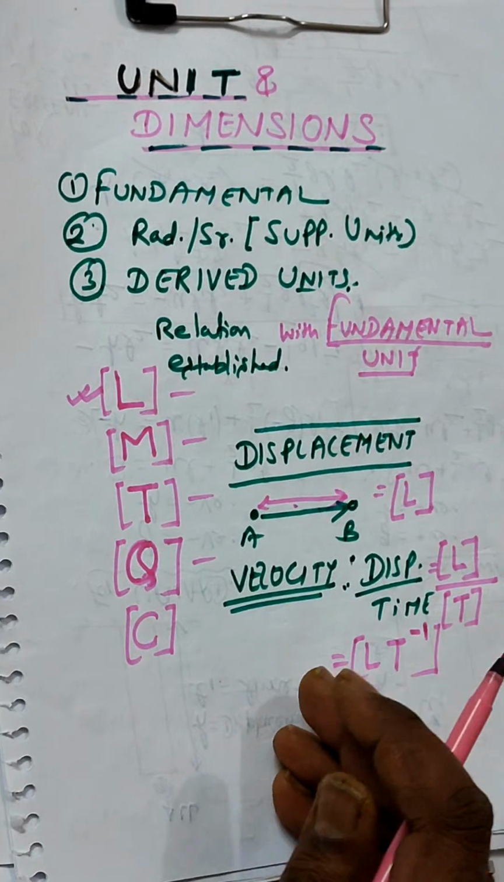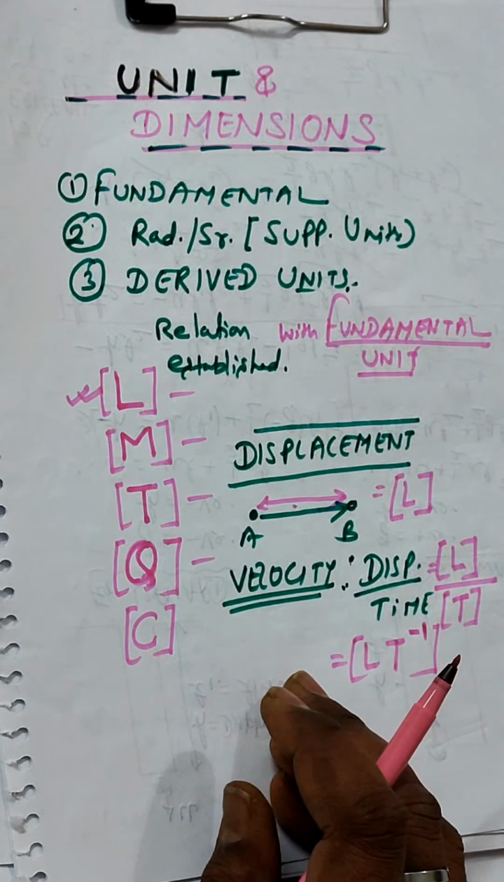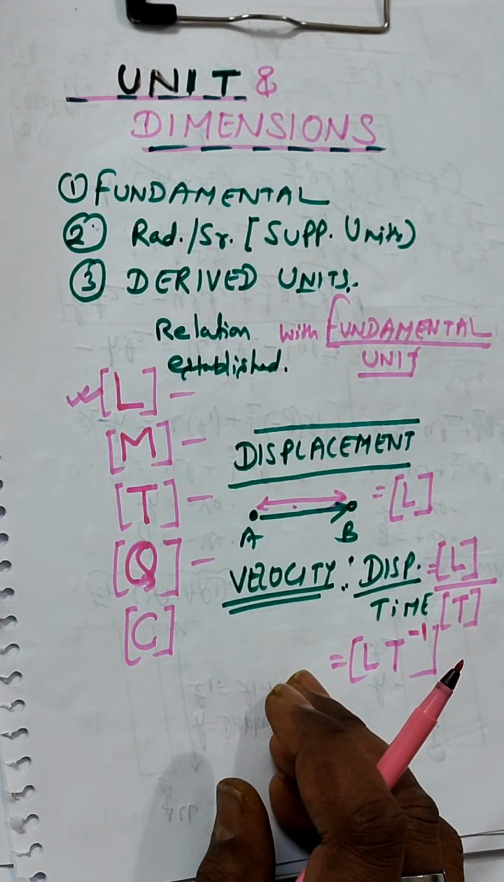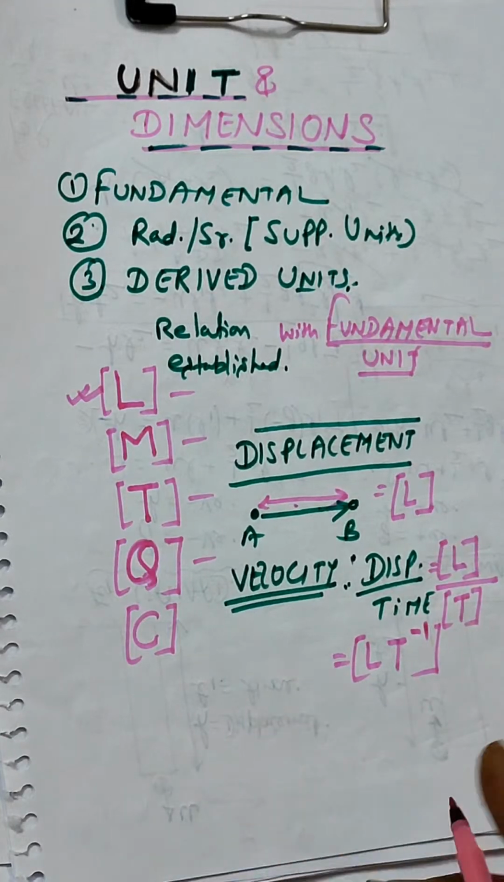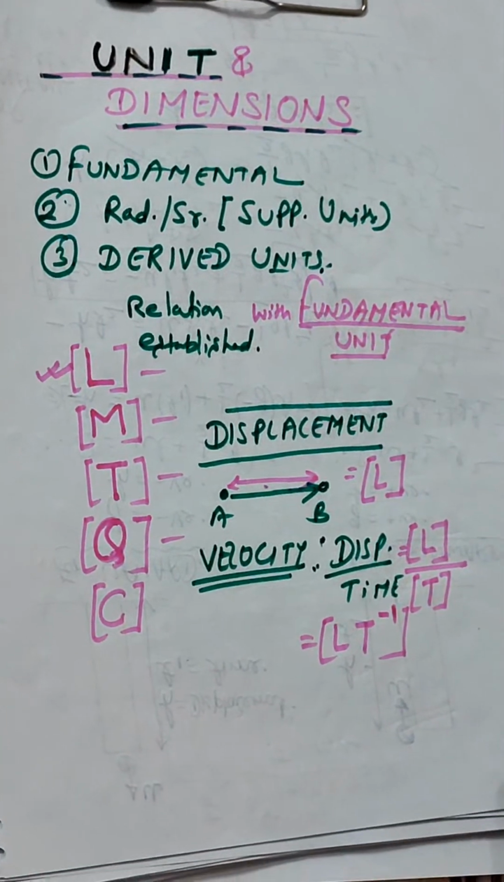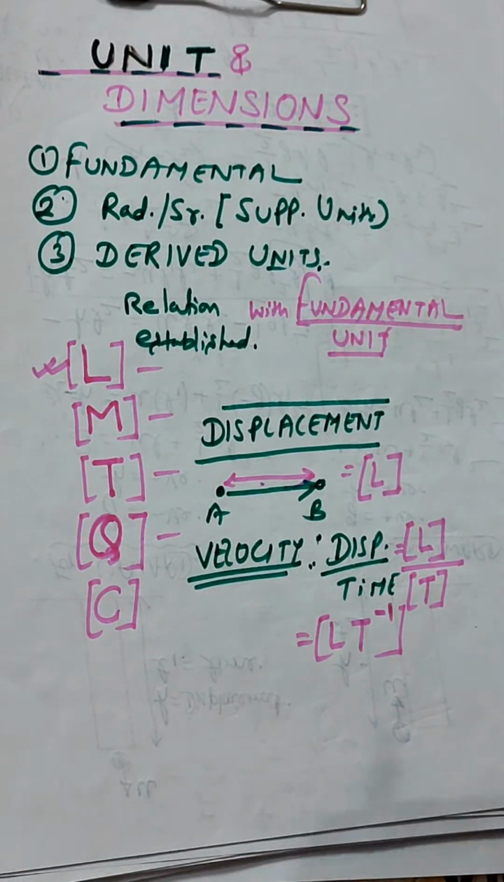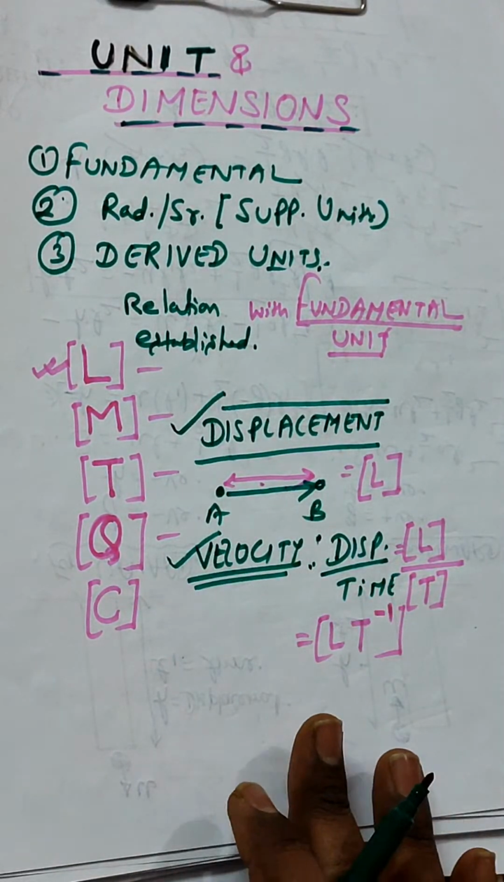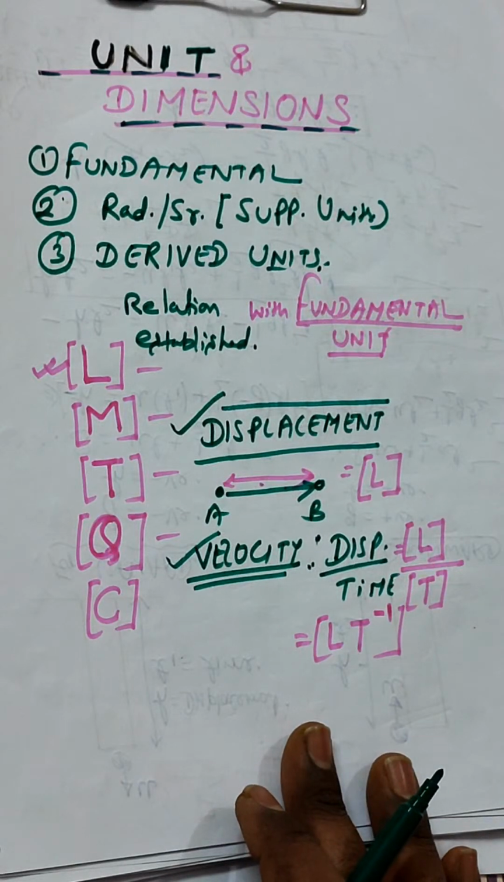Now you can take some further examples. I will also explain the examples of gravitational potential and electric capacity later. But before that, I will take the fundamental units. One we have taken displacement, one we have taken velocity. Another example we can take is acceleration.